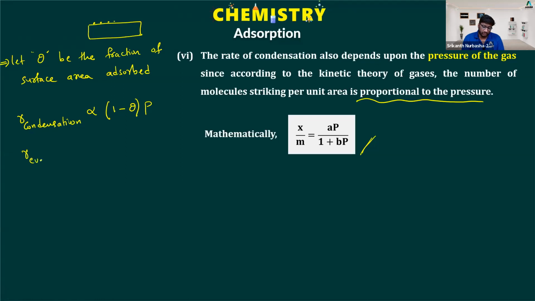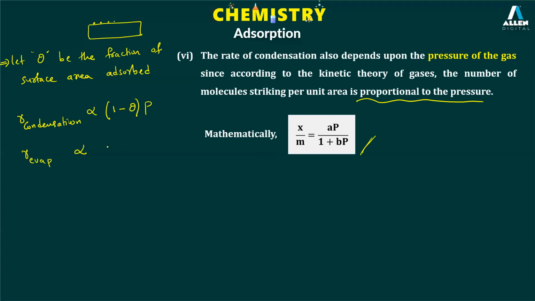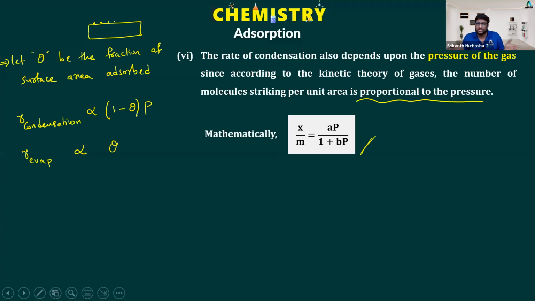Rate of evaporation is directly proportional to theta. It is not depending upon pressure. Like how many molecules have been adsorbed, like how much surface is already covered. On that only the rate of evaporation depends. Rate of evaporation is directly proportional to theta. Rate of condensation is directly proportional to 1 minus theta. Because theta is the fraction of surface area occupied, 1 minus theta is the fraction of surface area unoccupied. Whatever the unoccupied surface area is, that will be directly proportional to the rate of condensation, and also the pressure.